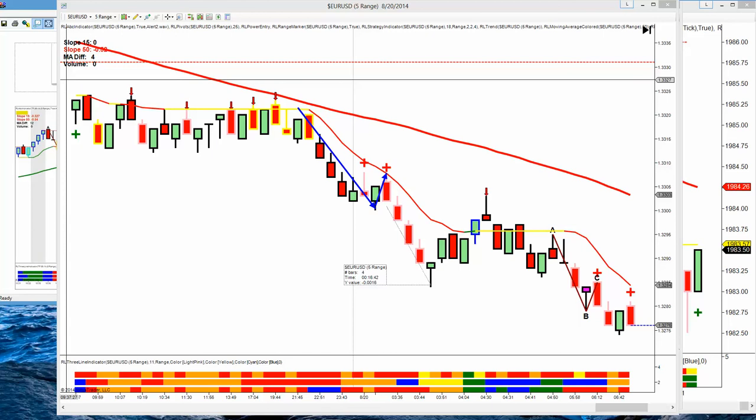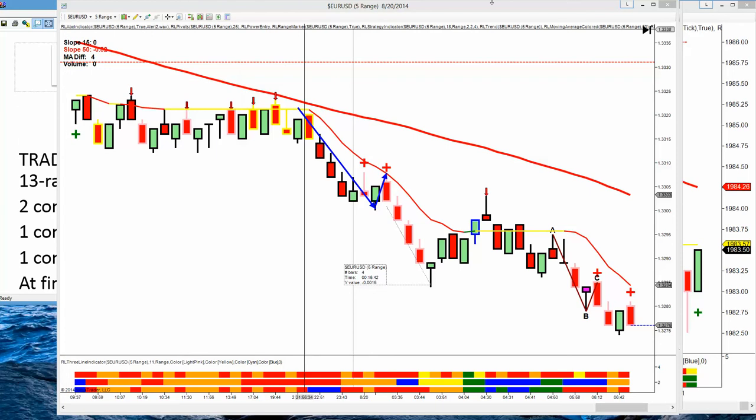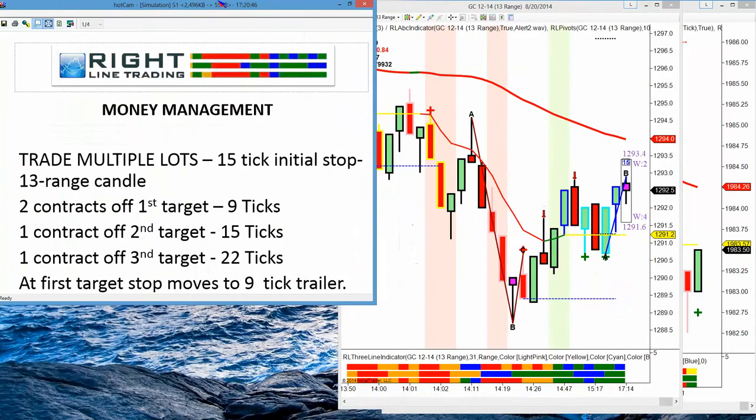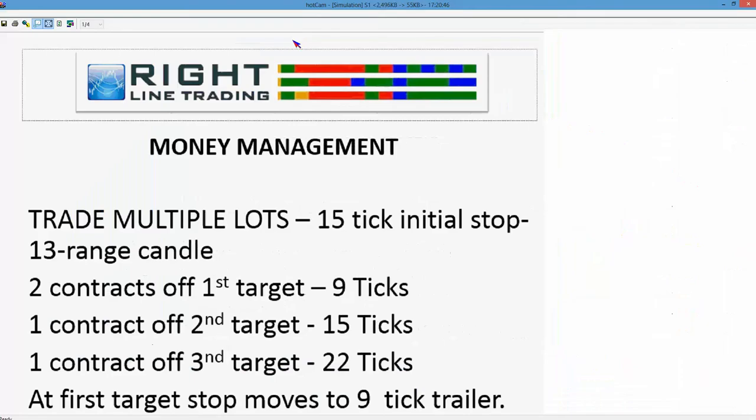Okay. Now, on our 13 range chart, we have a 15 tick initial stop. We take 2 contracts off at a first target of 9, 1 contract off at a second target of 15, 1 contract off at a third target of 22. At the first target of 9, our stop moves to a 9 tick trailer.